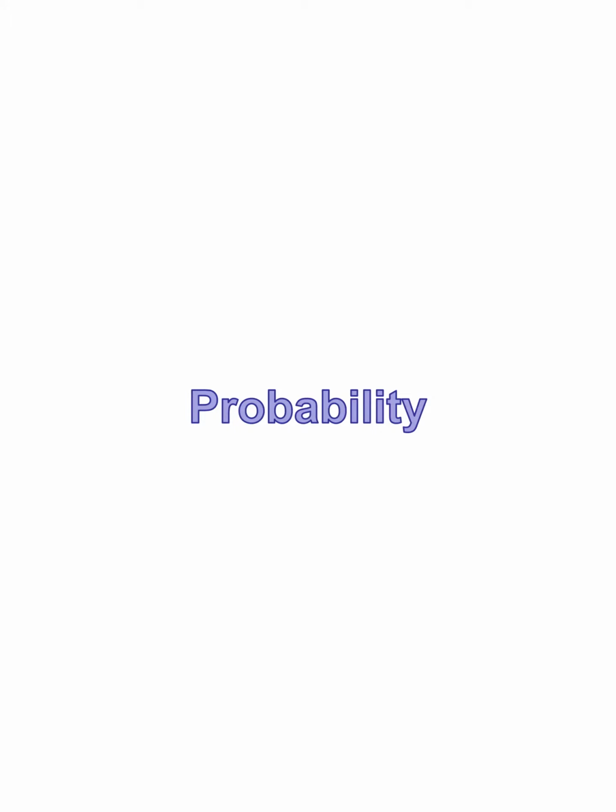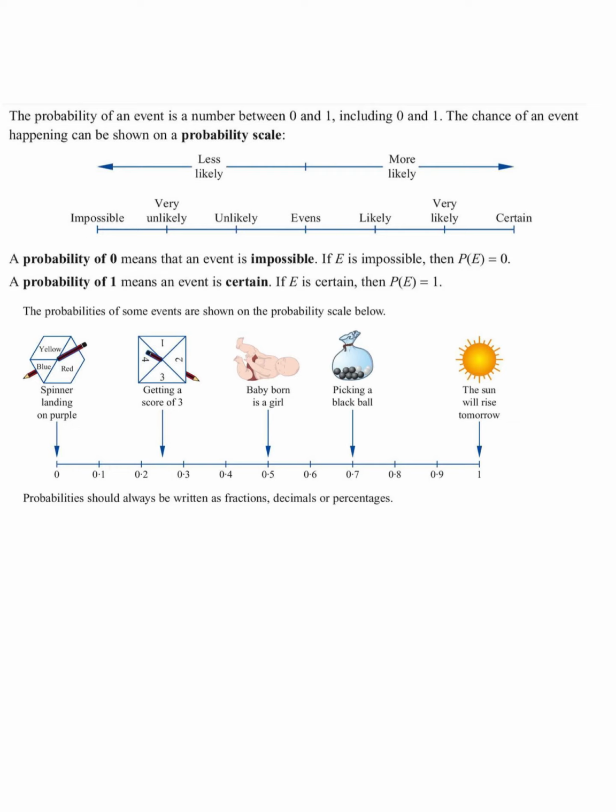In this video, I'm going to be introducing you to probability. So probability is the chance of something occurring. Now, there is a probability scale going from impossible all the way to certain, with evens being in the middle. So let's say you flip a coin, you have a 50-50 chance, so that would be evens.